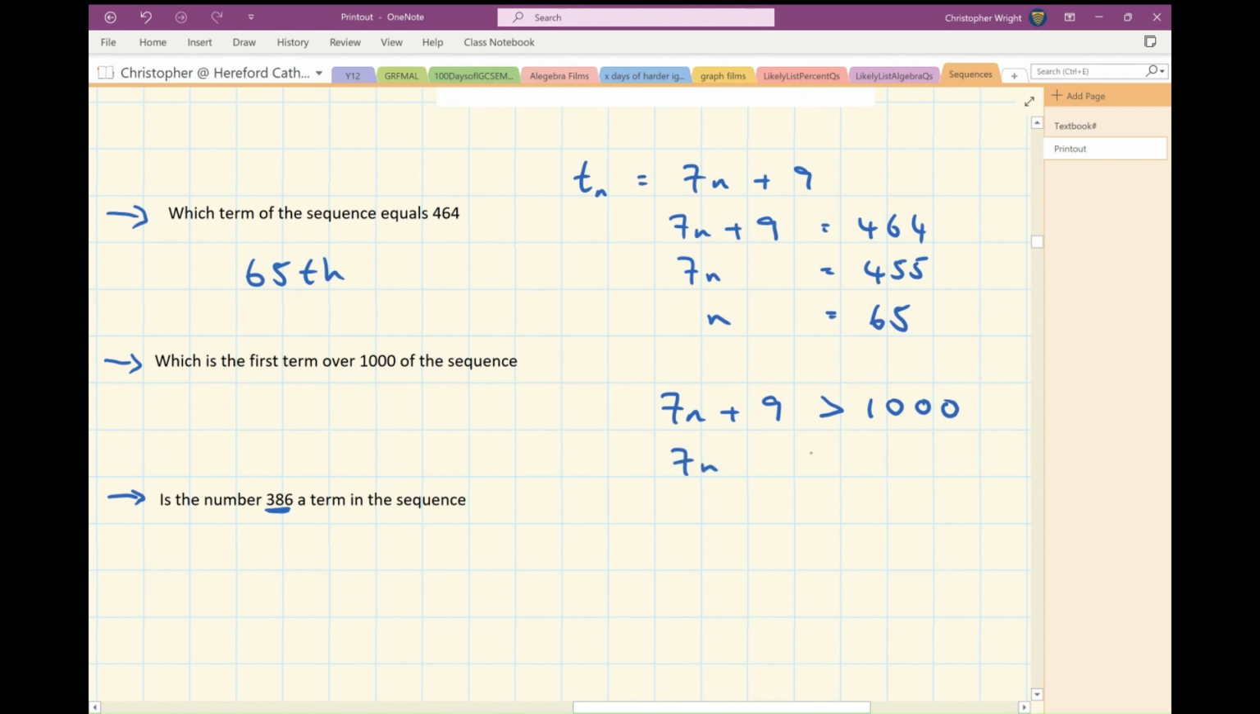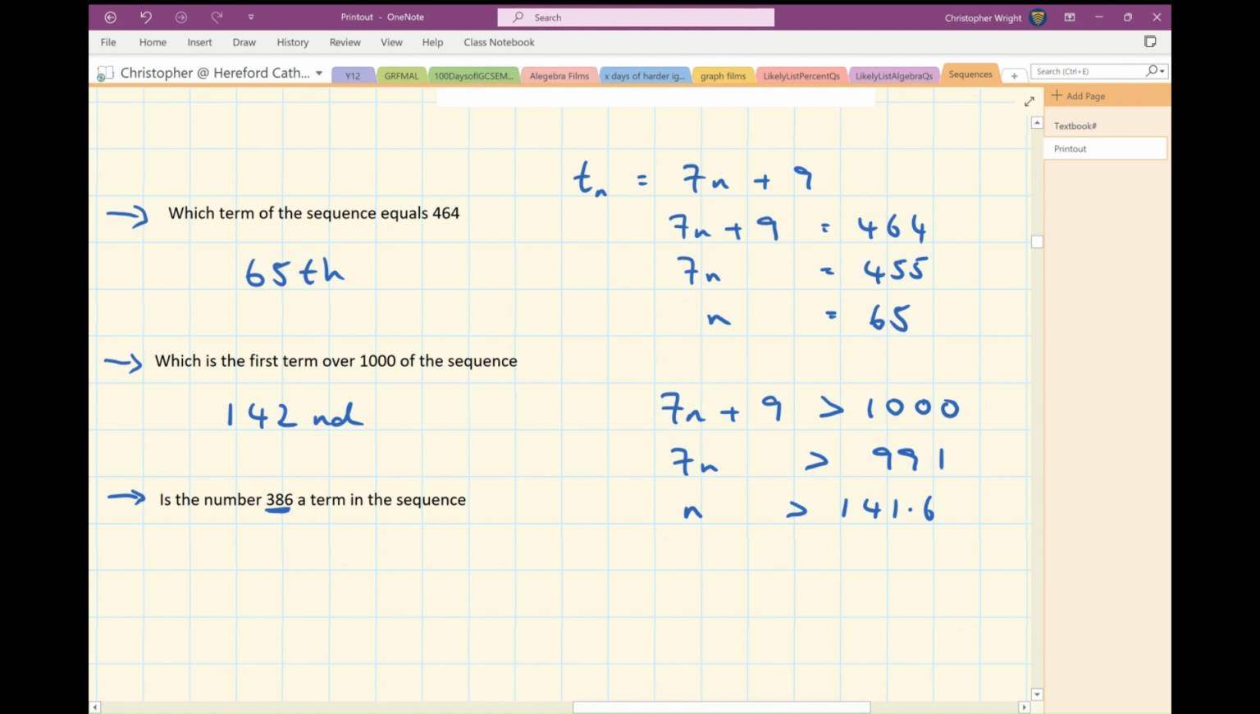If I subtract 9 from both sides, I get 7n equals 991. And if I do 991 divided by 7, I get 141.6. So n has got to be greater than 141.6. That means that the 141st term would be less than 1,000. And in order to give me a term of greater than 1,000, n must be at least 142. So the first term over 1,000 is the 142nd term.